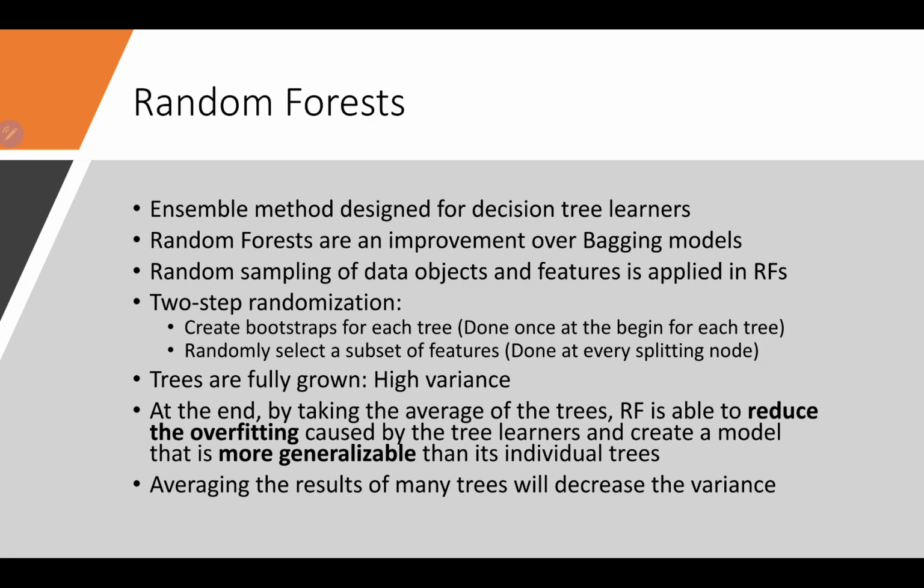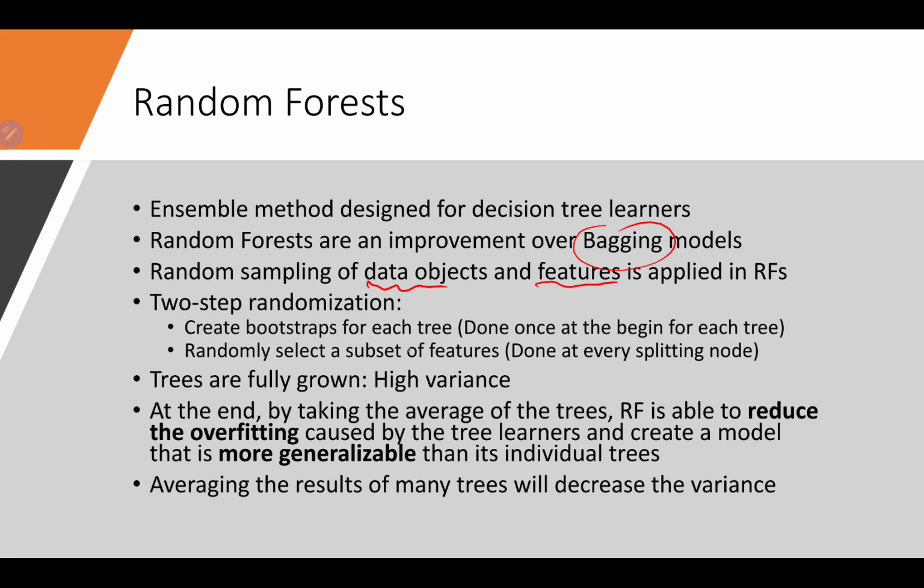So what is random forest then? It's an ensemble method designed for decision tree learners, right? So it's basically made up of decision trees. Random forests are an improvement over the bagging models. So, right, the bagging models said, hey, randomly subsample your dataset and build models based on that. So the random sampling of data objects and features is applied in random forest. So there's 2-step randomization here. One is on the data points and one is on the features.